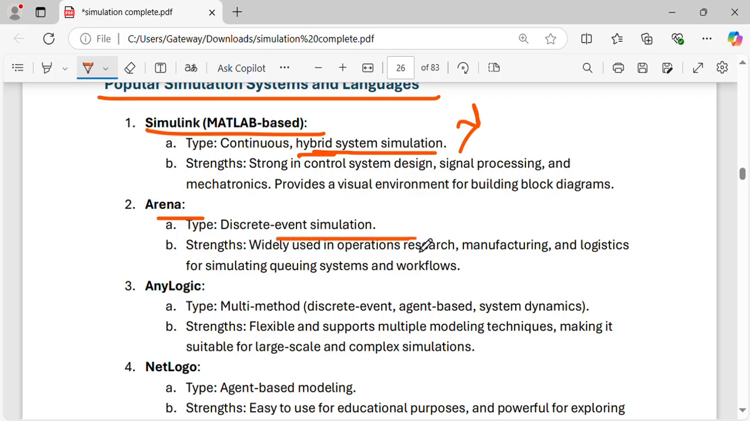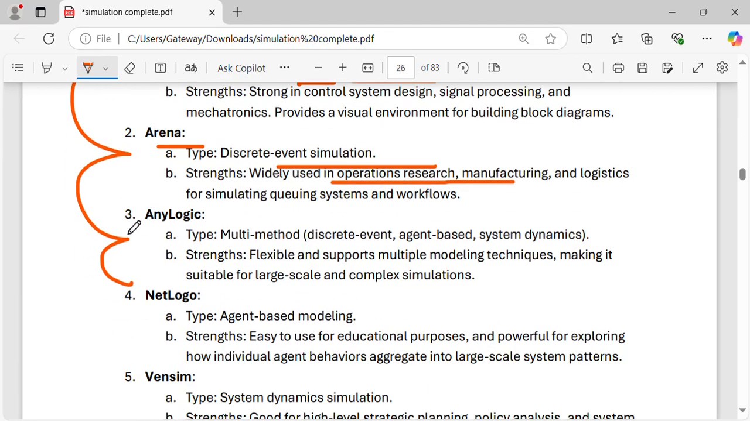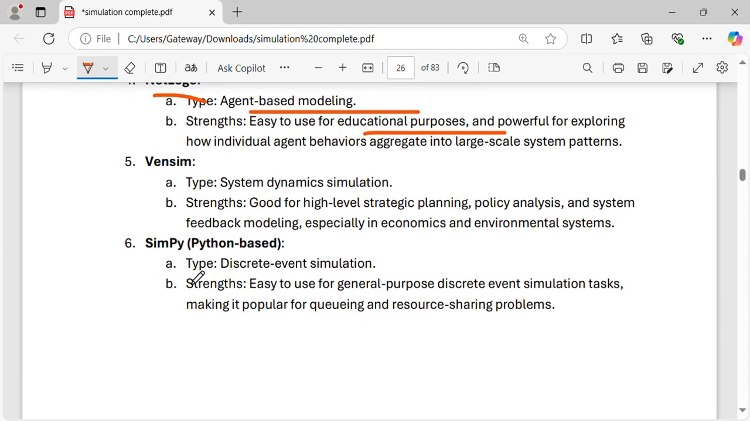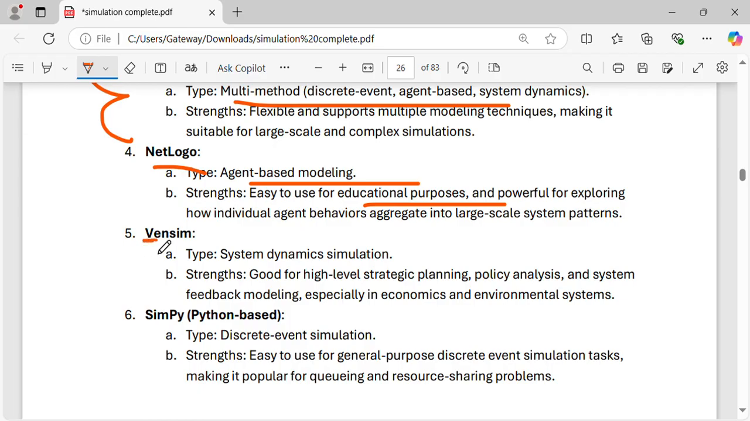Arena is a discrete event simulation. It is used in operations research, manufacturing, and logistics. You can always learn what these are for, and then you can give examples yourself if you don't like to read all of these. AnyLogic is multi-method. NetLogo is agent-based. It is used for educational purposes, and it is powerful for exploring how individual agent behaviors aggregate into large-scale patterns. When we have Vensim, we talked about how these are used for system dynamics simulation. You can always search them on the web to see more of them.